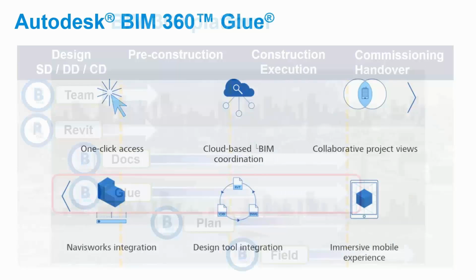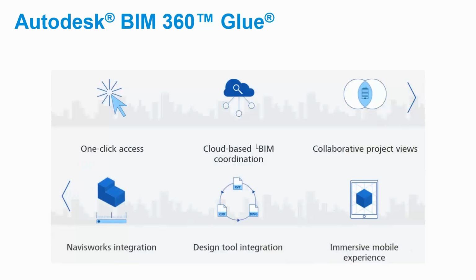BIM 360 Glue is a cloud-based BIM management and collaboration product that connects your entire multidisciplinary team and streamlines BIM project workflows in one location from pre-construction through construction execution. With virtually anywhere, anytime access to the most recent project models and data throughout the project life cycle, BIM 360 Glue helps you review projects and resolve coordination issues faster while advancing the construction layout process.